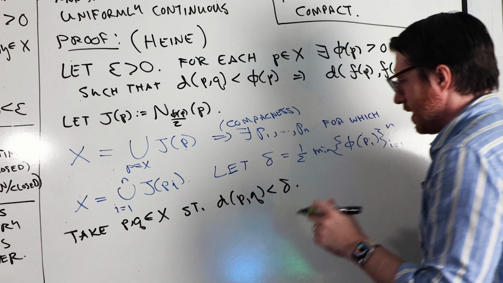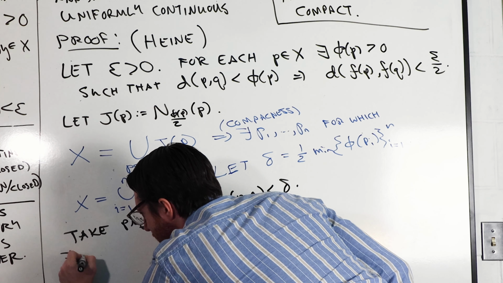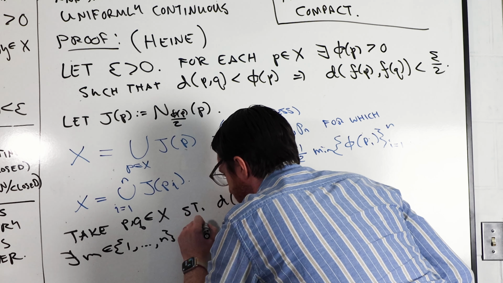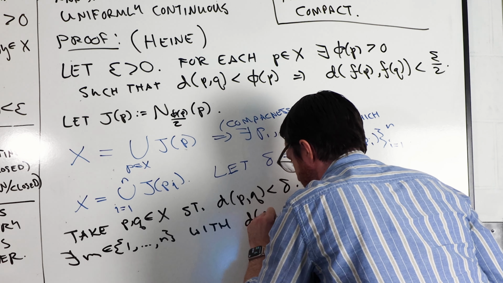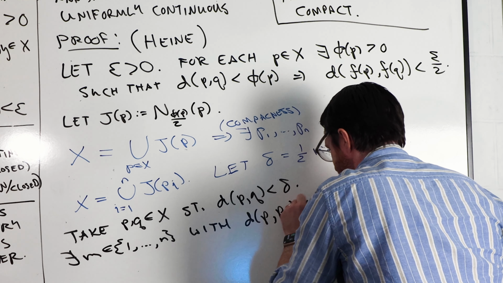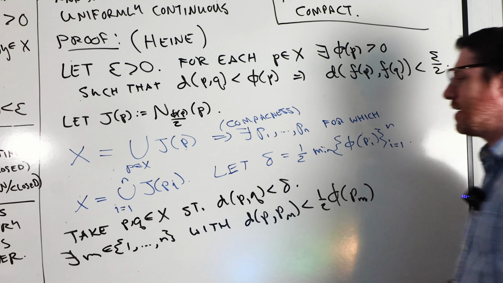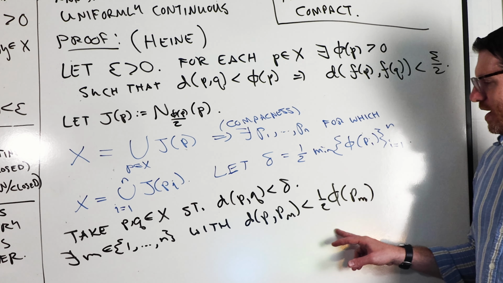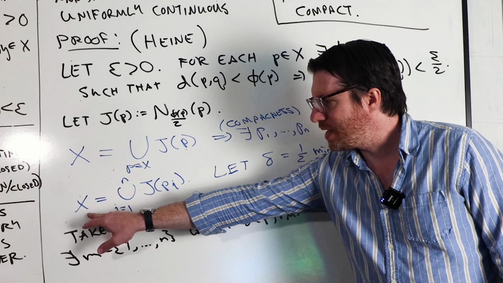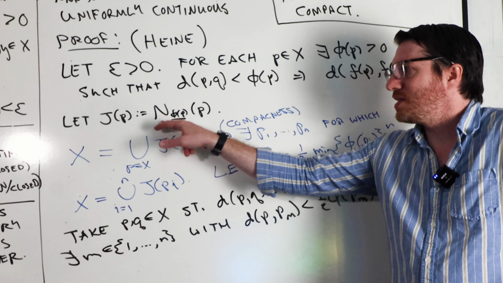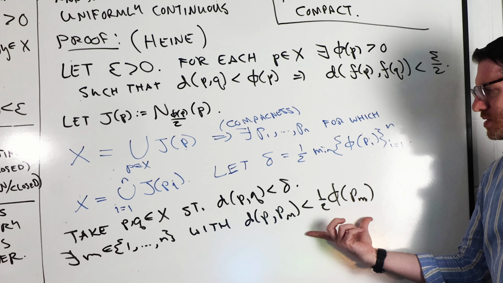Now we know that there exists an M inside of the set 1 up to n, with the distance between P and PM less than 1/2 of phi of PM, right? And this just comes from the fact that P lives in here, which means that P has to be in at least one of these guys, and then that is just the definition. So that's where we get this.